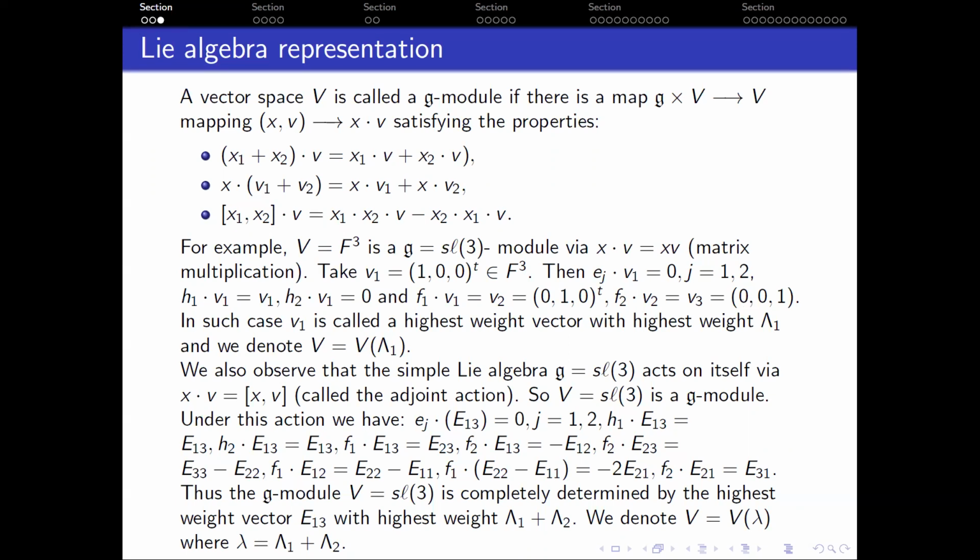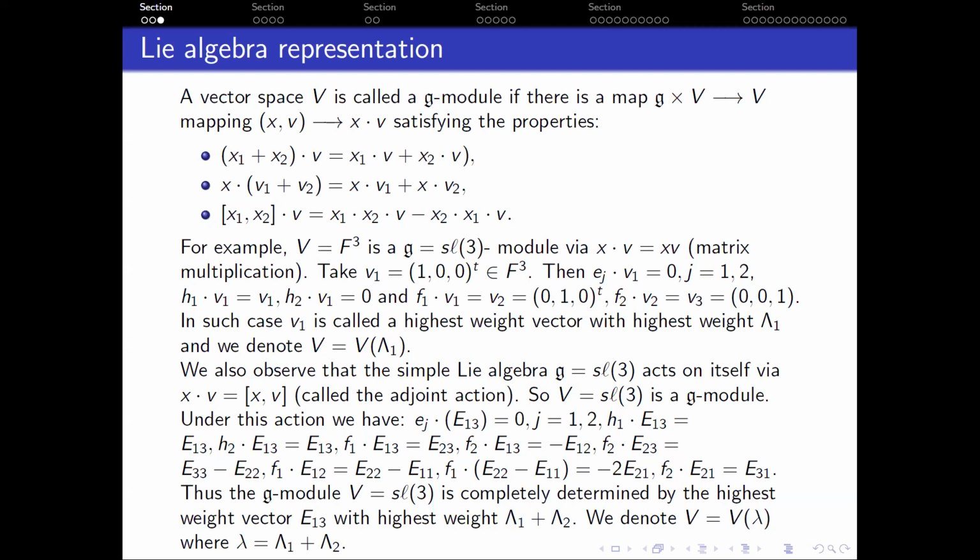So this particular module is called a highest weight module with highest weight lambda 1. And of course, this is just a baby example, but we will keep this one in mind. Another typical example of a module is the so-called adjoint action of a Lie algebra on itself.